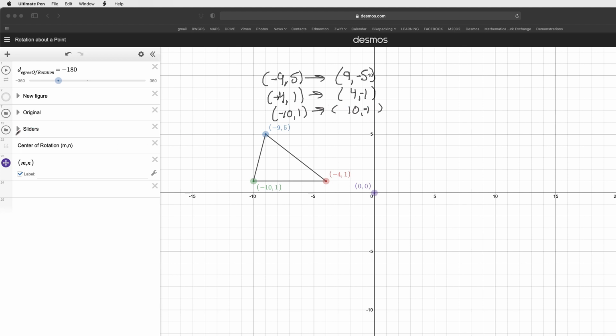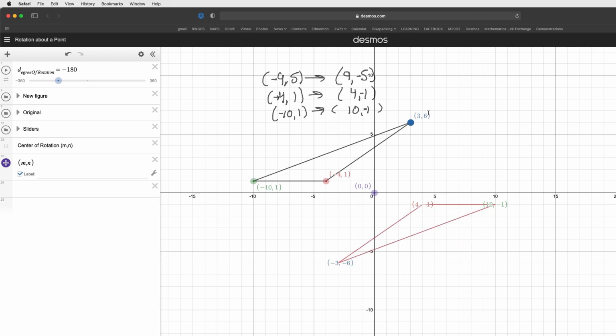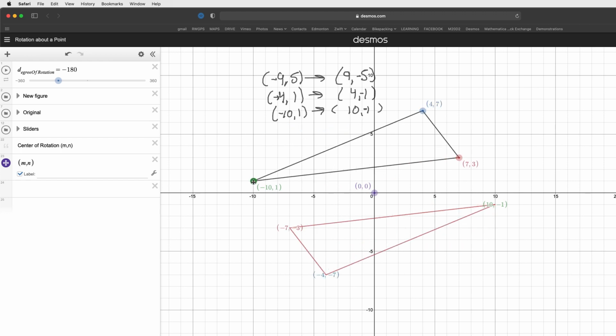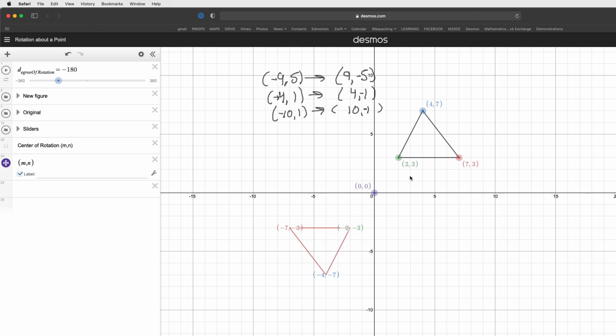And so if I now go back to my program and I click on this to show the new figure and I check the points, so 4, negative 1, 9, negative 5, and 10, negative 1, it absolutely works. And then you could try dragging it wherever you want to confirm this. There's no reason that you can't be 100% convinced that this works. So 4, 7 should go to negative 4, negative 7. It does. 2, 3 should go to negative 2, negative 3, and it does. And 7, 3 should go to negative 7, negative 3, and it does.